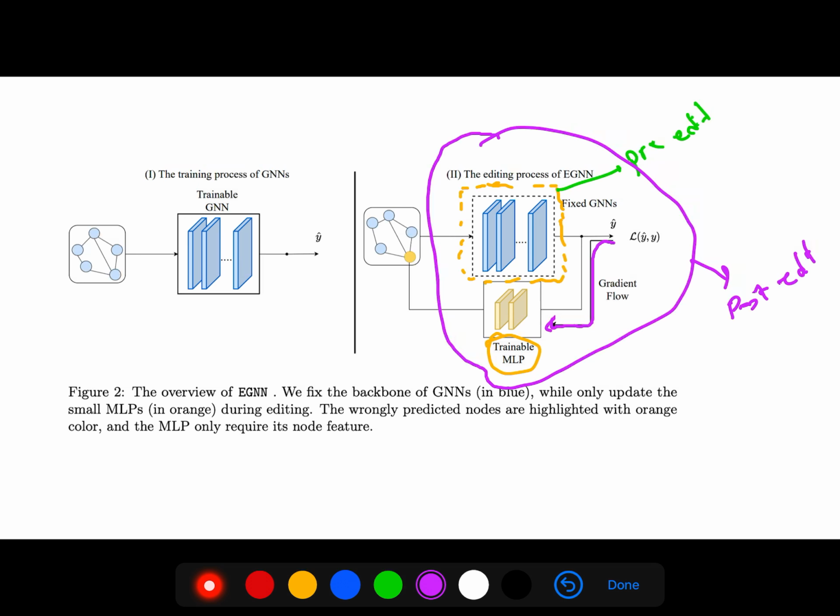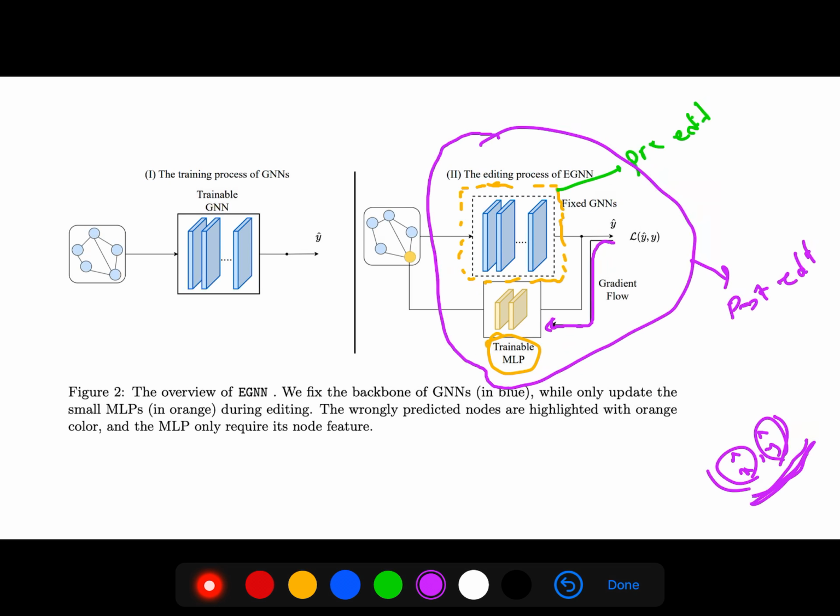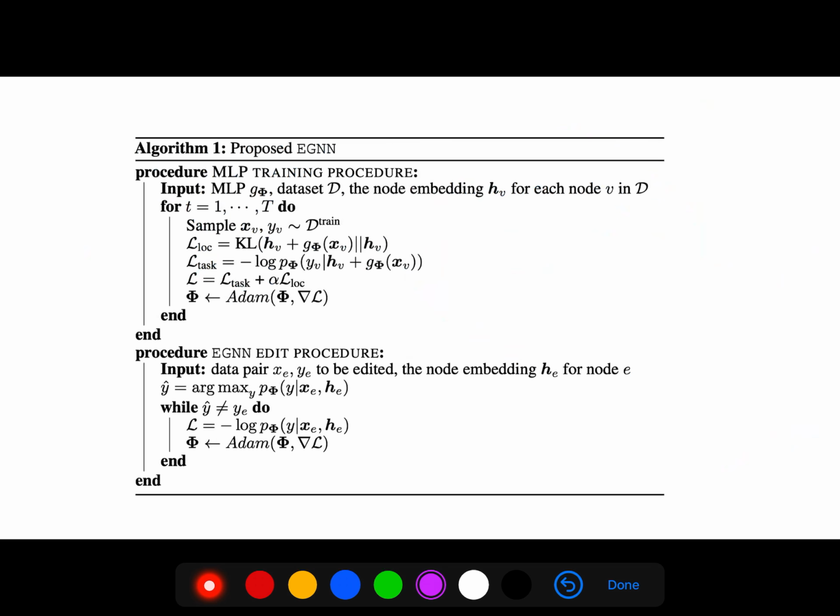You have some x hat, y hat pair, input and label, that is not classified well. We want to fix it. And we use the KL divergence between the output predictions of MLP and GNN. If we reduce it, then we have a good locality loss. We have a reduced locality loss. And same for the task loss, we condition on the edited model.